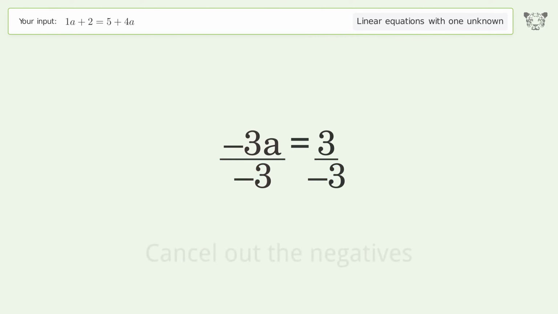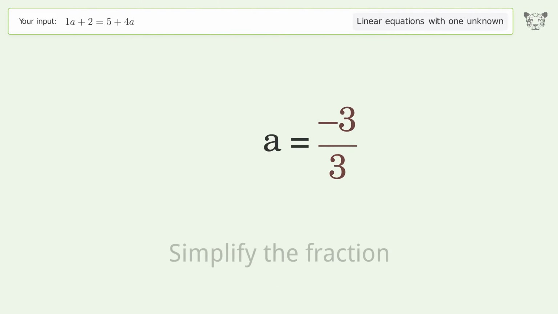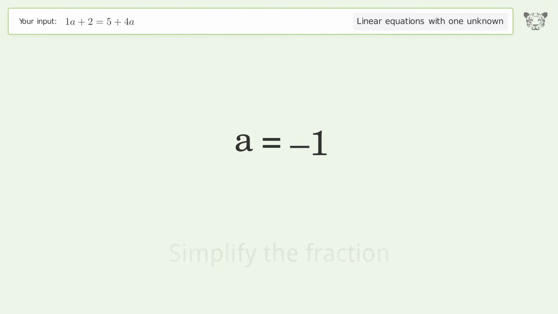Cancel out the negatives. Simplify the fraction. Move the negative sign from the denominator to the numerator. Simplify the fraction. And so the final result is a equals -1.